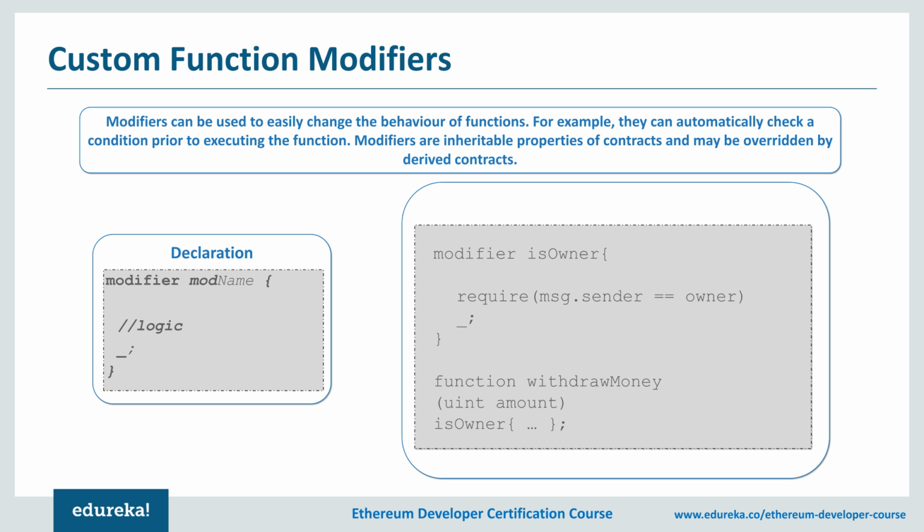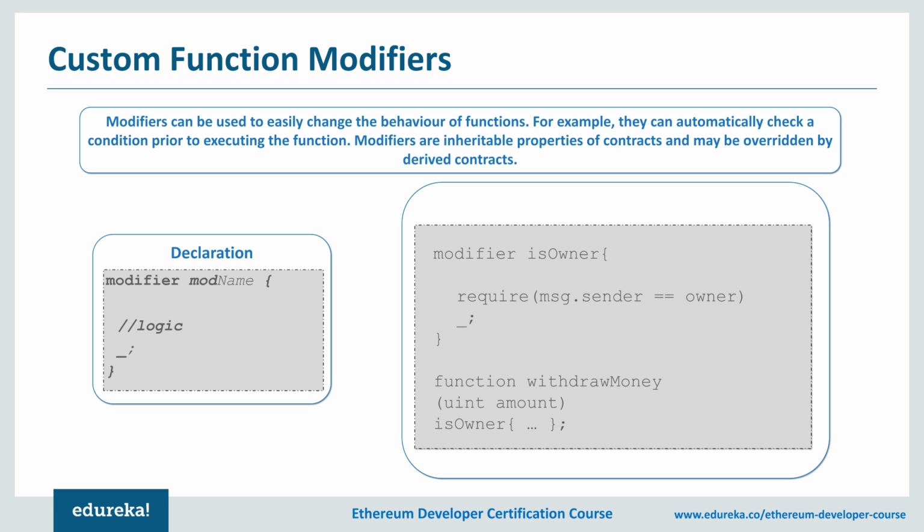Next, we can also build our custom function modifiers. So modifiers can be used to easily change the behavior of functions. For example, they can automatically check a condition prior to executing the function. And these modifiers are inheritable properties of contracts and may be overridden by derived contracts too.